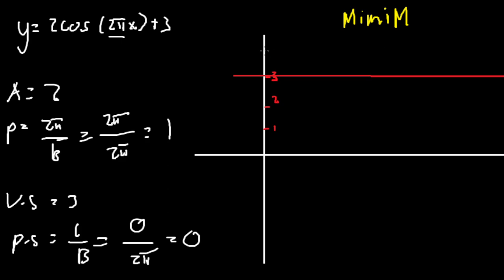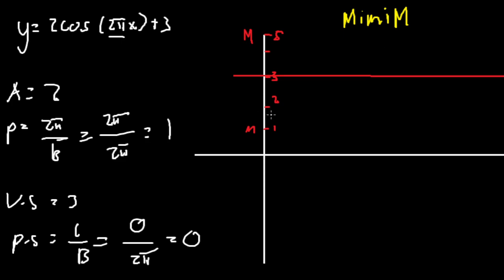And now, sabi sa ating amplitude, we need to go up 2 units. 1 and 2. So, nandito yung ating maximum, which is 5. Then, we need to go down 2 units, 1 and 2, from the midline. So, this will now be our minimum. Maximum is 5, then minimum will be 1.